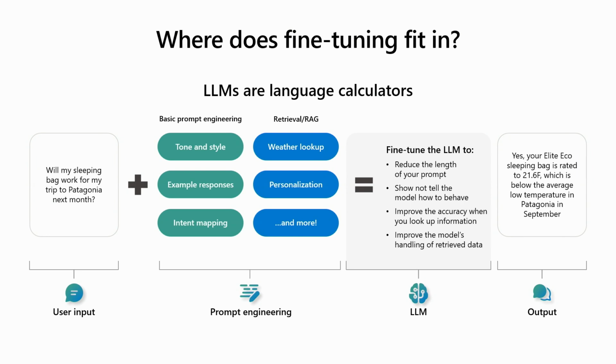Yes, your Elite Eco sleeping bag, Steve, is rated for 21.6 degrees Fahrenheit, far colder than I ever want to sleep outside, but we'll put that aside for a moment, which is below the average temperature of Patagonia. And it would be able to provide that response for us. So that's how these things work together.